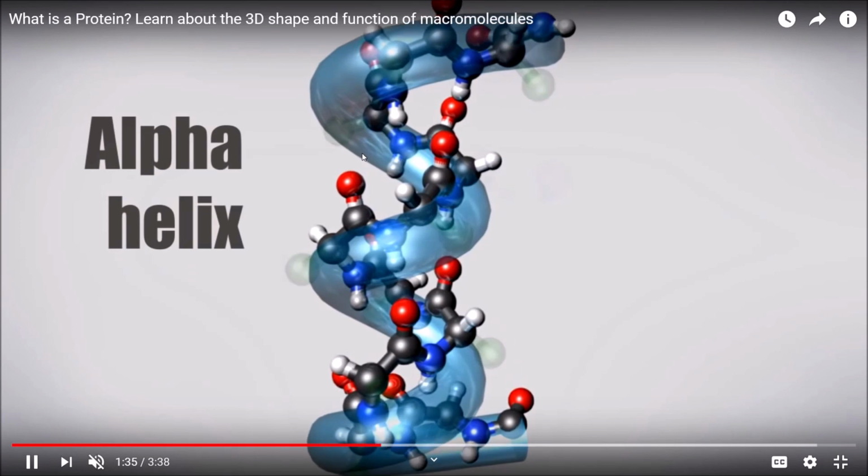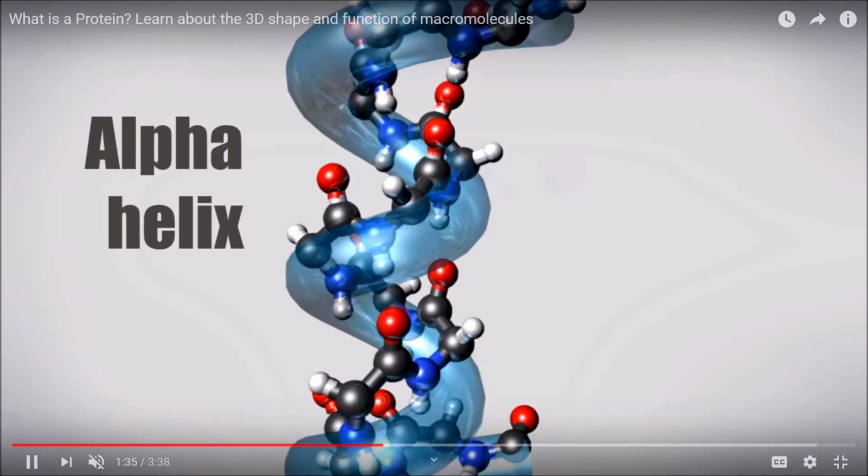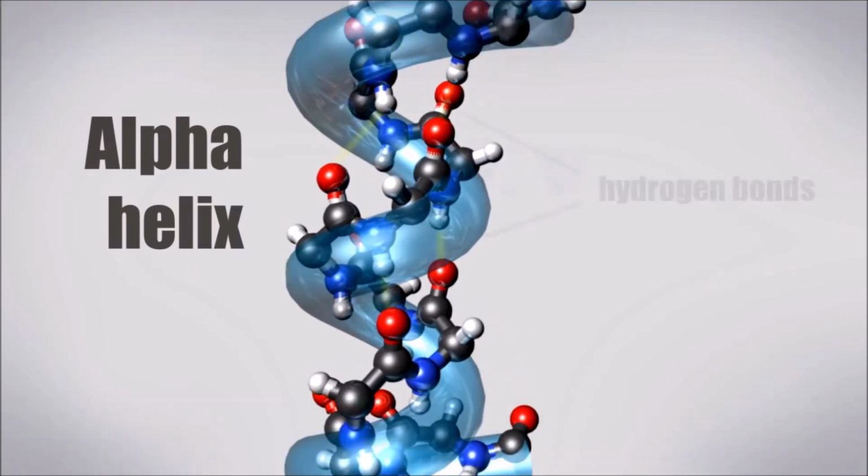And they're showing you what stabilizes. These are called hydrogen bonds. They're going to show a hydrogen bond, I'm guessing, any second.